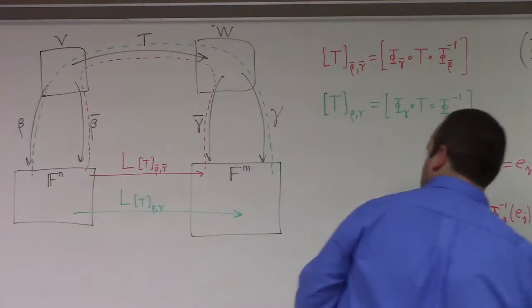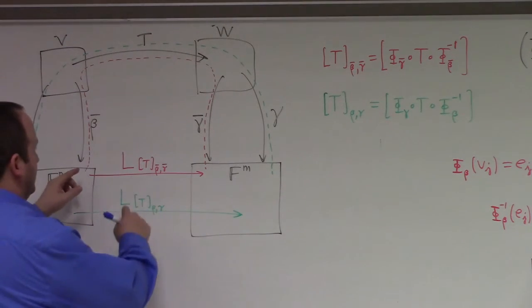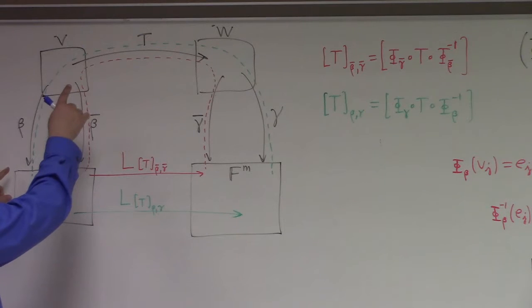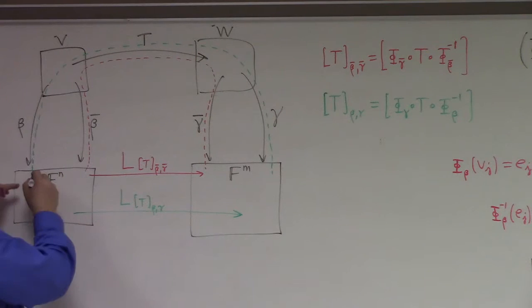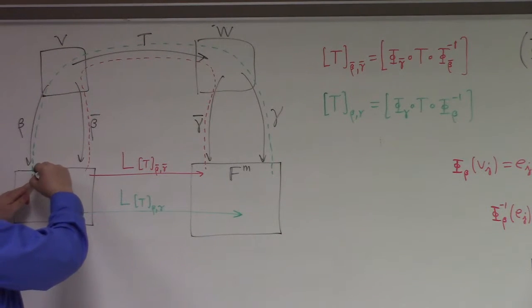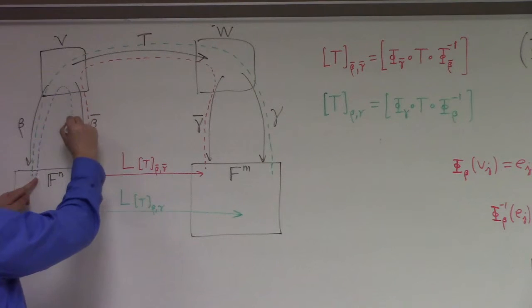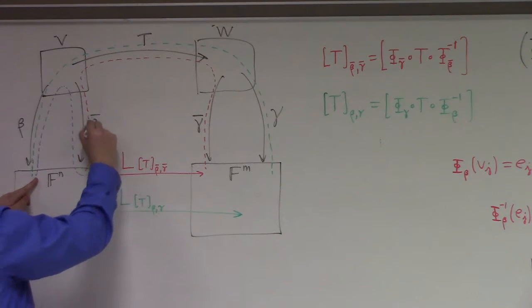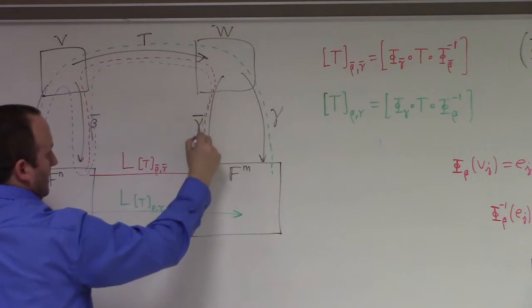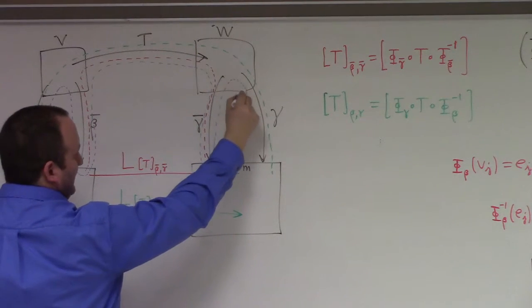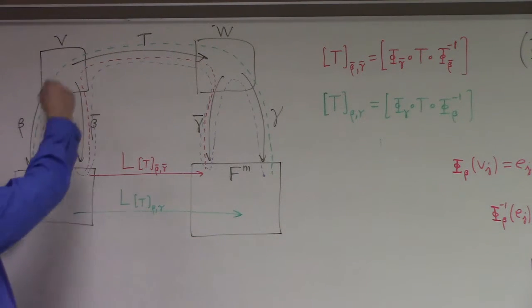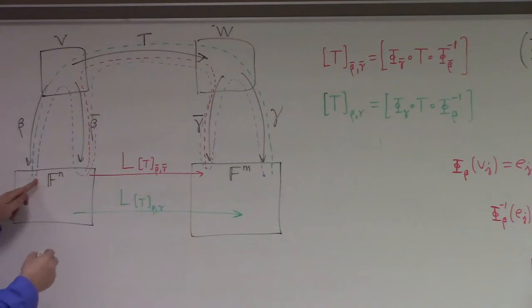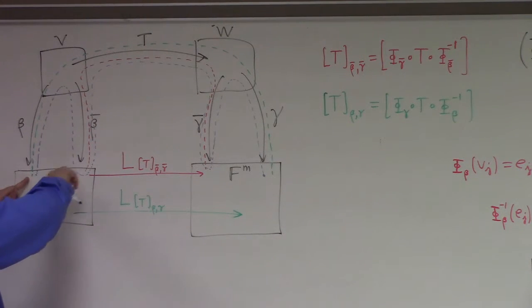Pictorially, to travel the green path by traveling the red path, what I could do is start here, go up, go back down, then follow the red path, then go up, then go back down, like that. So this up and down, what is that? Well, it's phi beta bar composed with phi beta inverse.